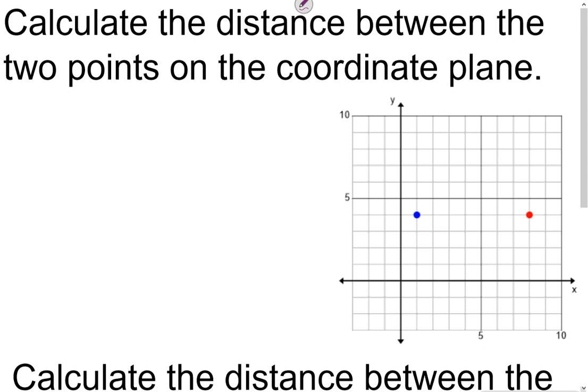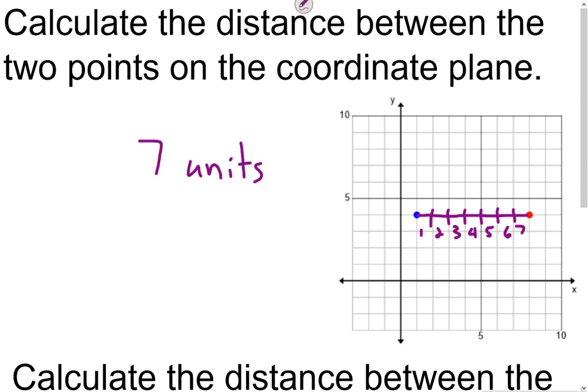Now in a problem like this, you might look at this and go, well, if I'm trying to figure out how far it is in between them, all I really have to do is count how many intervals it is in between the blue and the red. And when I look at it, I see 1, 2, 3, 4, 5, 6, and 7 units. So the distance between these 2 points is 7 units.